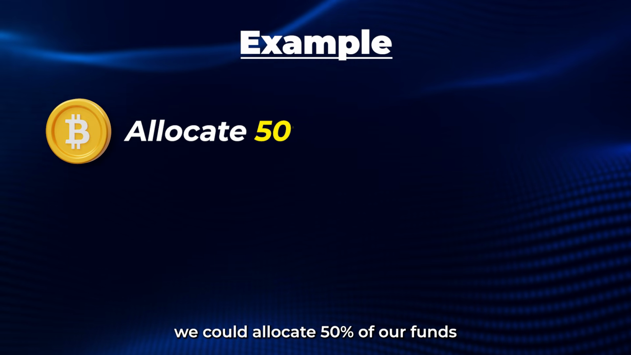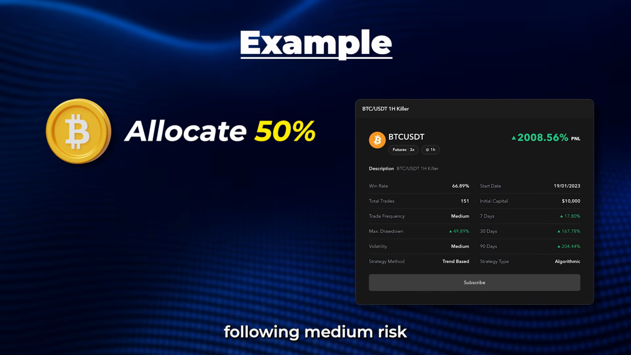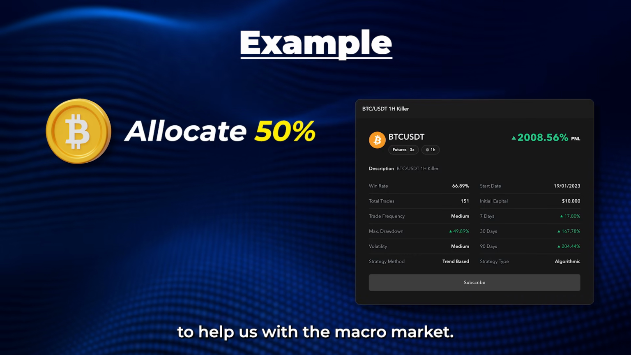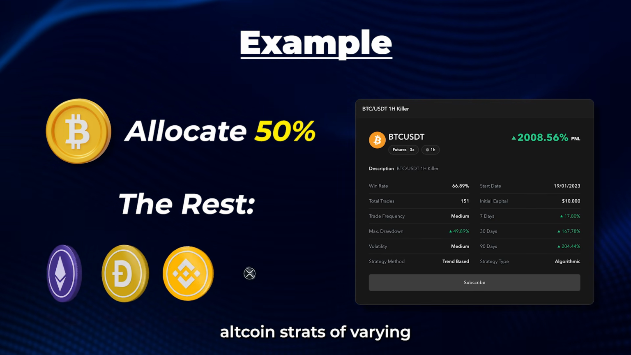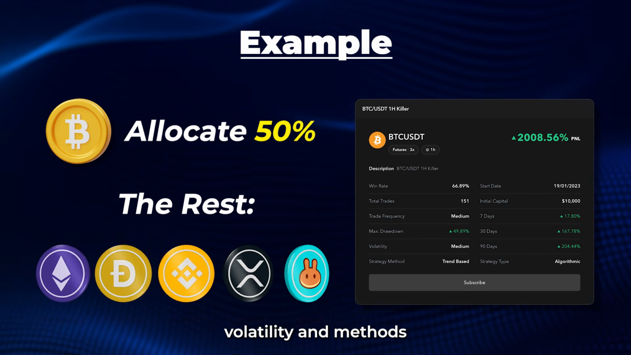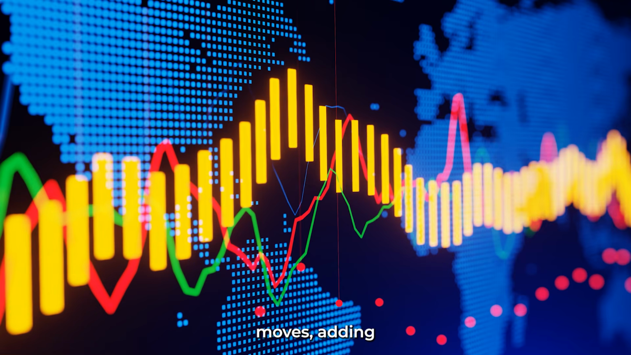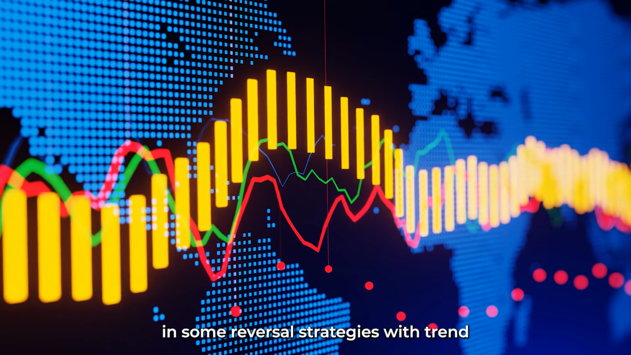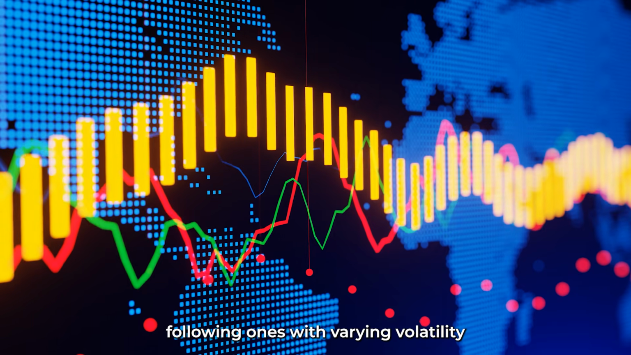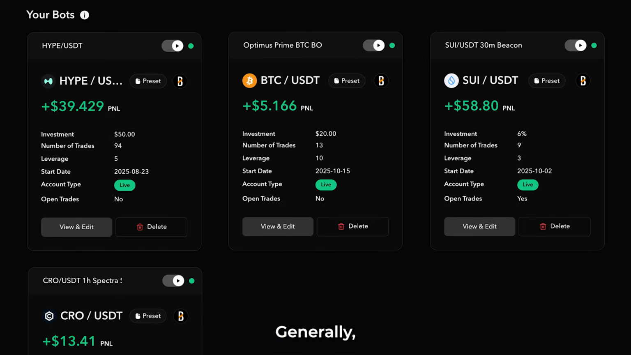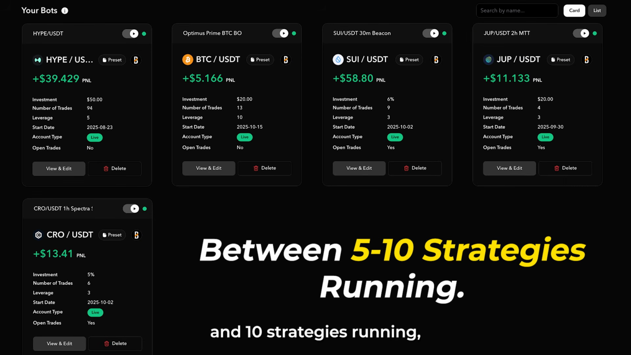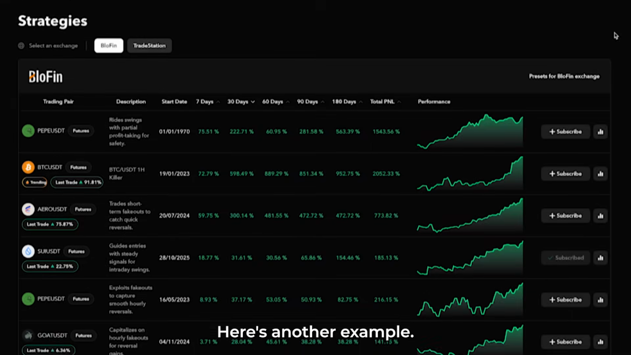bot or trading style. For example, we could allocate 50% of our funds to this trend following medium risk Bitcoin strat to help us with the macro market. The rest of our portfolio could consist of 5 altcoin strats of varying volatility and methods to provide those sharp moves. Adding in some reversal strategies with trend following ones with varying volatility and frequency can help your system adapt to all market conditions. Generally, we suggest aiming to have between 5 and 10 strategies running, so you are as diversified as possible.